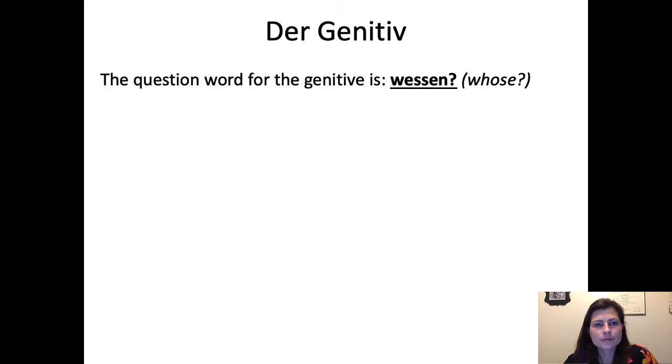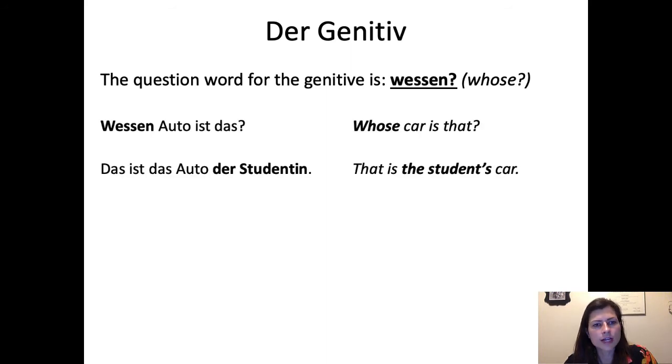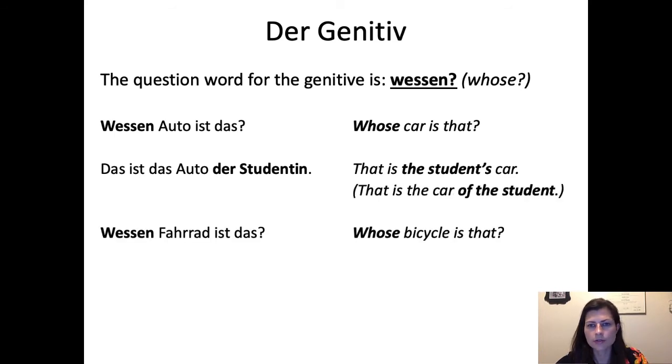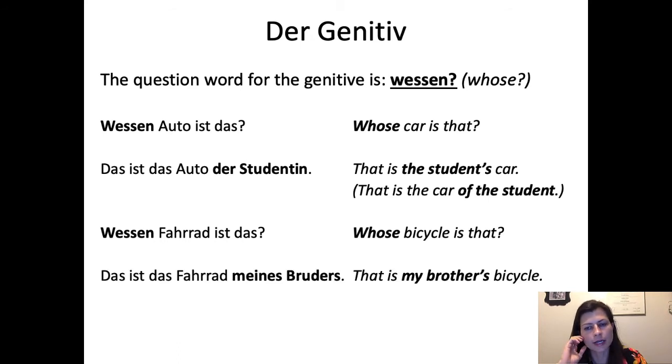Okay, so of course you have to have the question word for all of these noun cases. We had wer and wen, and then wem for the dative, and then wessen is going to be for our genitive. Whose. So you can say, wessen Auto ist das? Whose car is that? Das ist das Auto der Studentin. That is the student's car. So when you say wessen, that means whose, the genitive. And then the answer will be in the genitive. Das Auto der Studentin, feminine genitive. The car of the student or the student's car. Wessen Fahrrad ist das? Whose bicycle is that? And then you can reply with a genitive. Das ist das Fahrrad meines Bruders. That's my brother's bicycle, of my brother.